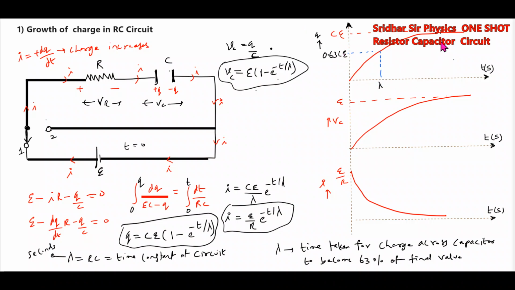Then after almost 5 lambda, it will be almost constant. This CE is called the steady state charge. So what is the steady state charge here?